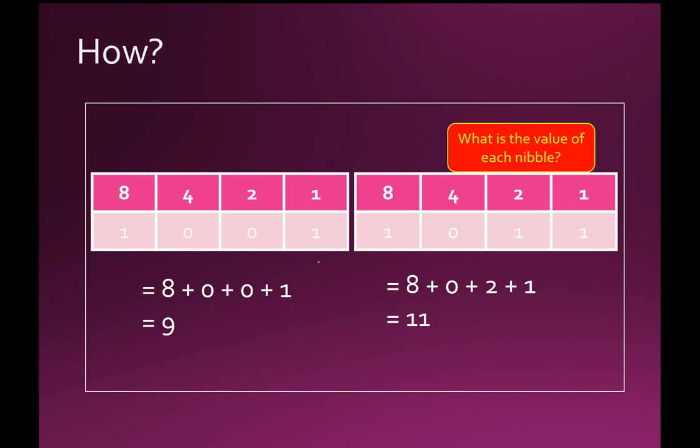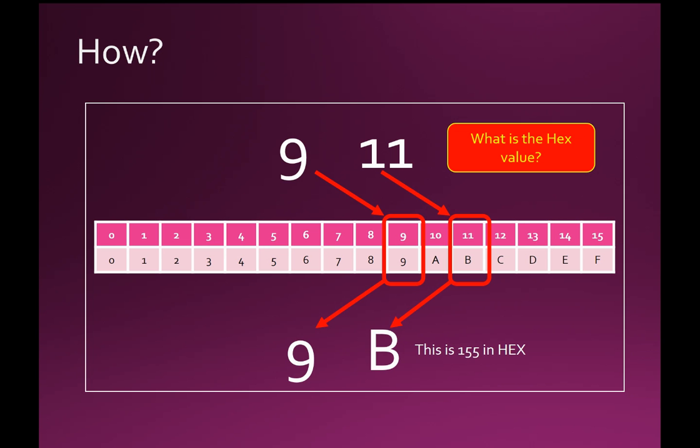And then what I do is I convert them back. So what would that be? It is the number 9. And what would that be? It is the number 11. Okay, easy as that. Now all I do is I say, well, what is the 9th character in the hex table? It's still the number 9. So I just write 9, just there.